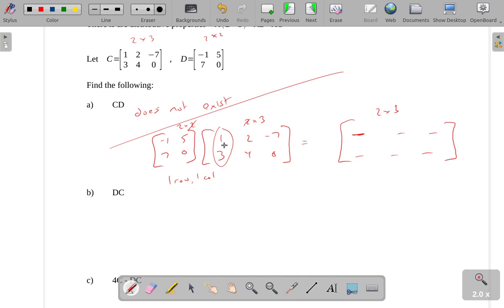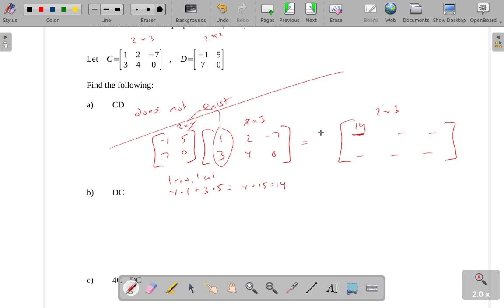I'm envisioning picking up this row, 1, 3, and flopping it over. So the 1 hits the -1 and the 3 hits the 5. When I say they hit, they're multiplied together, and then I add the results of all those multiplications. So 1 times -1, because the 1 hits the -1, plus 3 times 5, because the 3 hits the 5. Adding those together tells me this first entry: -1 plus 15 gives me 14.